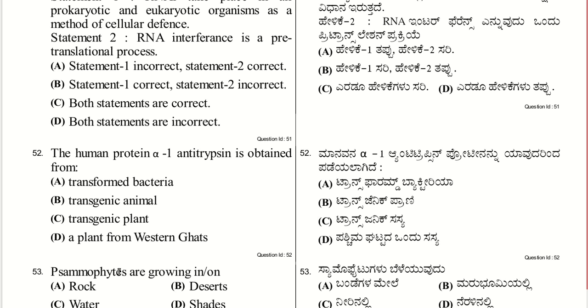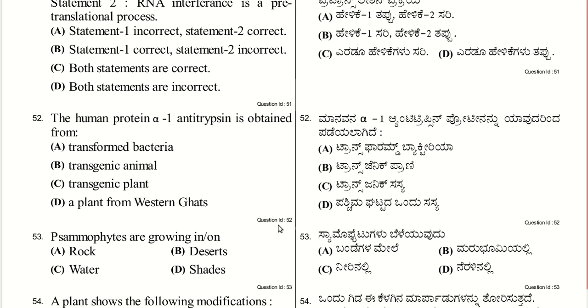52nd, the human protein alpha-1 antitrypsin is obtained from transgenic animal. It is obtained from a transgenic animal. Psammophytes are growing in or on 53rd, deserts. So psammophytes are plants which are growing in deserts or on deserts. So B is the answer for the 53rd one.